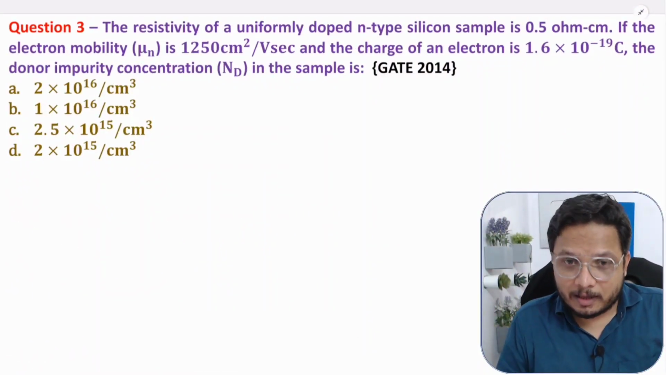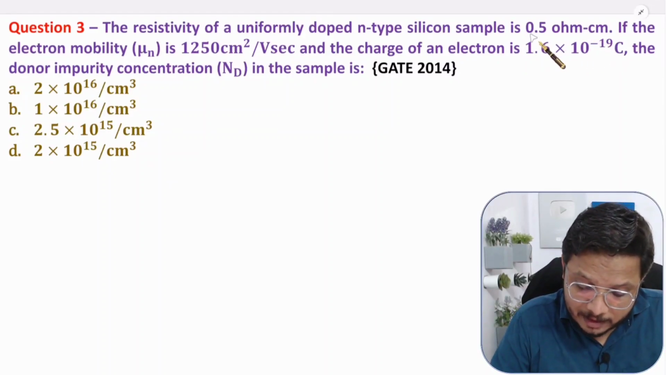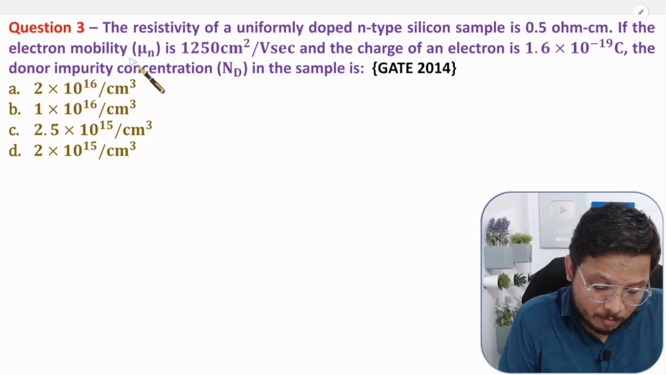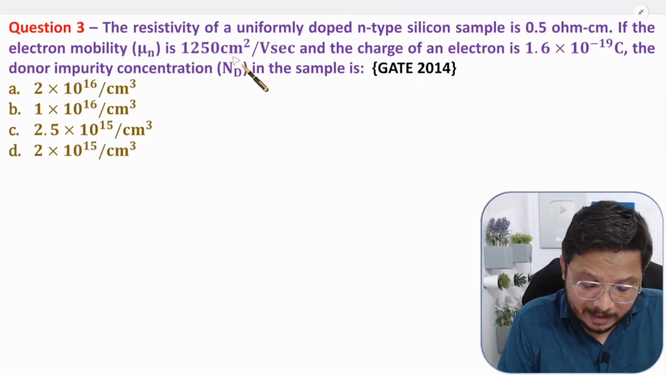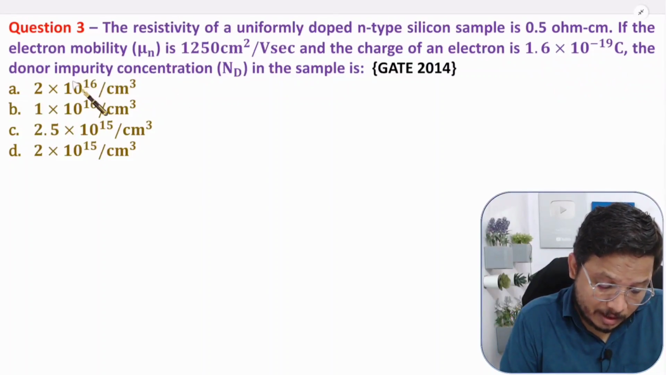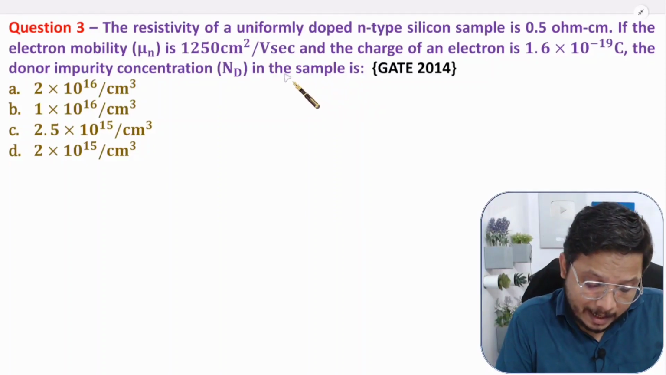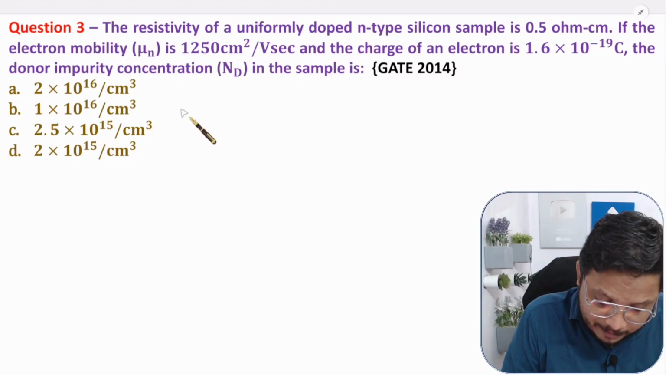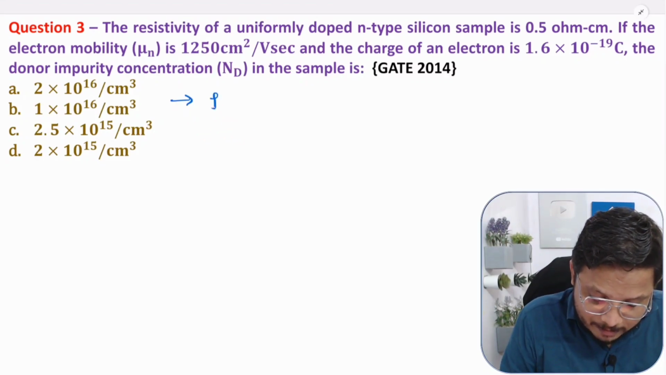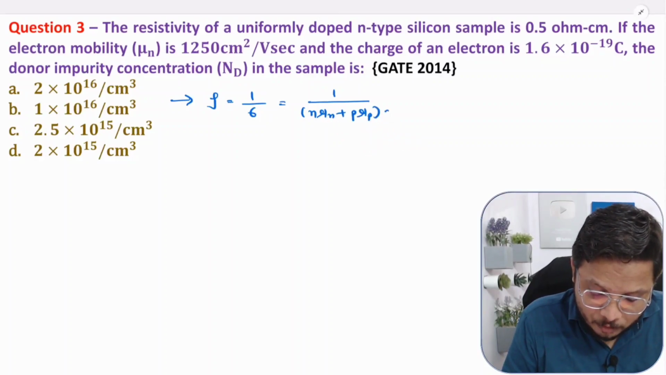In the third question, the resistivity of a uniformly doped n-type silicon sample is 0.5 ohm centimeter. So here we are given the resistivity. If the electron mobility is 1250 in terms of centimeter square per volt second, and the charge of an electron is given, the donor impurity concentration is how much? That is the question. So here we are given n-type silicon, right? And resistivity is given. So what is resistivity? In my last example also I explained that resistivity is 1 by conductivity, and the conductivity equation is n mu n plus p mu p into charge.